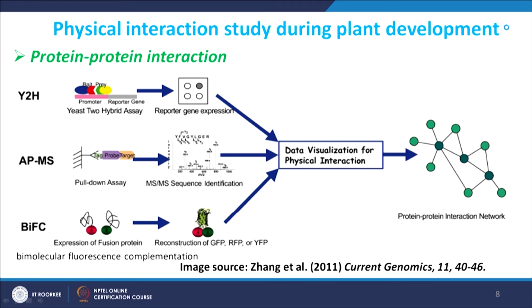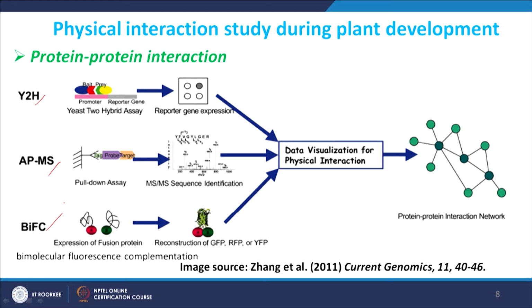The next thing is that if they are genetically interacting, what would be the next question? Are they physically interacting as well? If this is so, how to study them? There are many ways to study protein-protein interaction. Some of them are highlighted here. This is Y2H, yeast two-hybrid, this is affinity purification based mass spectroscopy, and this is bimolecular fluorescence complementation. These are a few very commonly used.